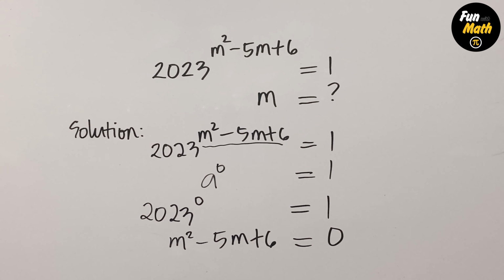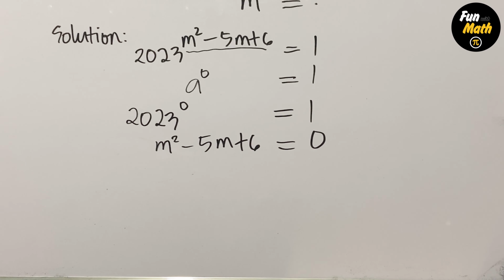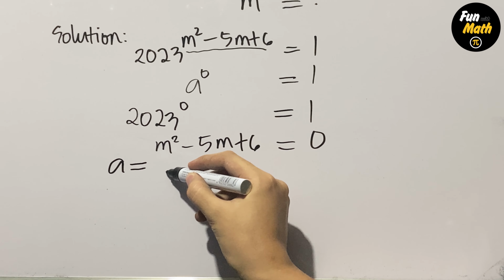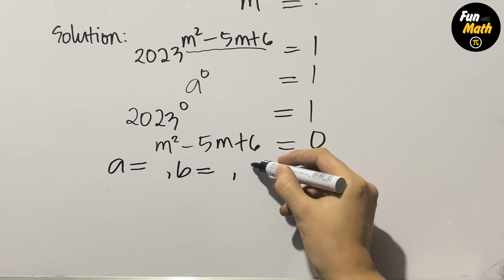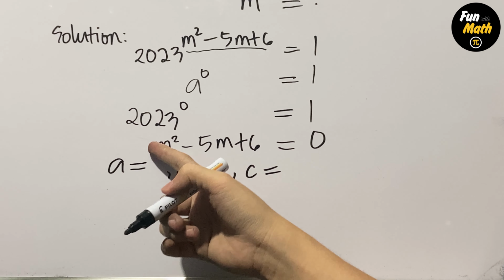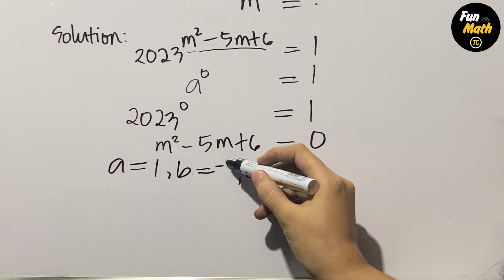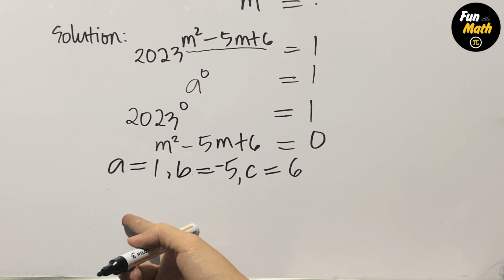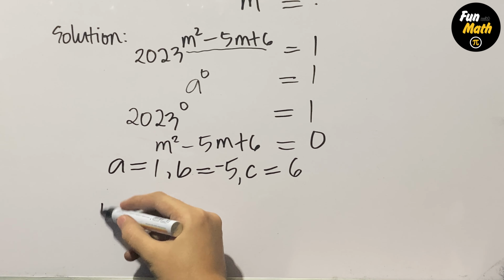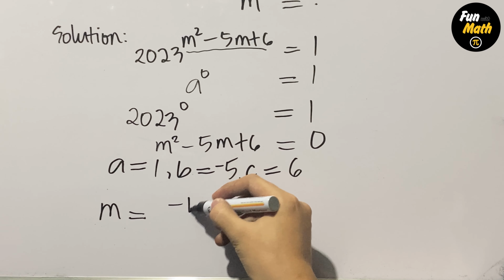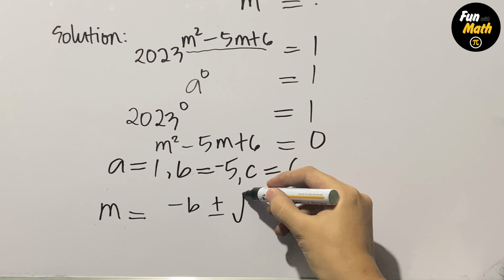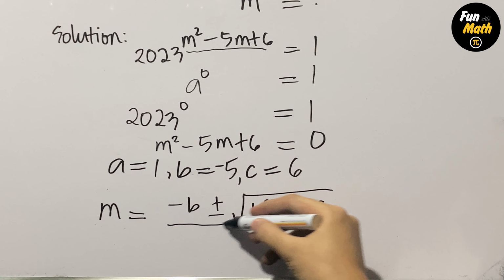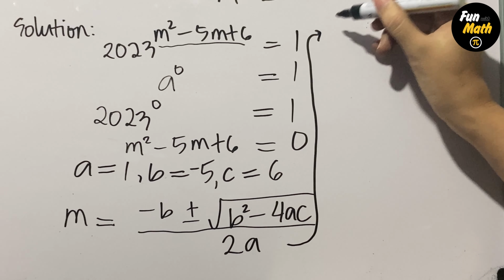To solve this, we can use the quadratic formula. But before that, let's identify the values of a, b, and c. For a, that is 1. For b, that is negative 5. For c, that is 6. And again, by using the quadratic formula, m is equal to negative b, plus or minus the square root of b squared minus 4ac, over 2a.